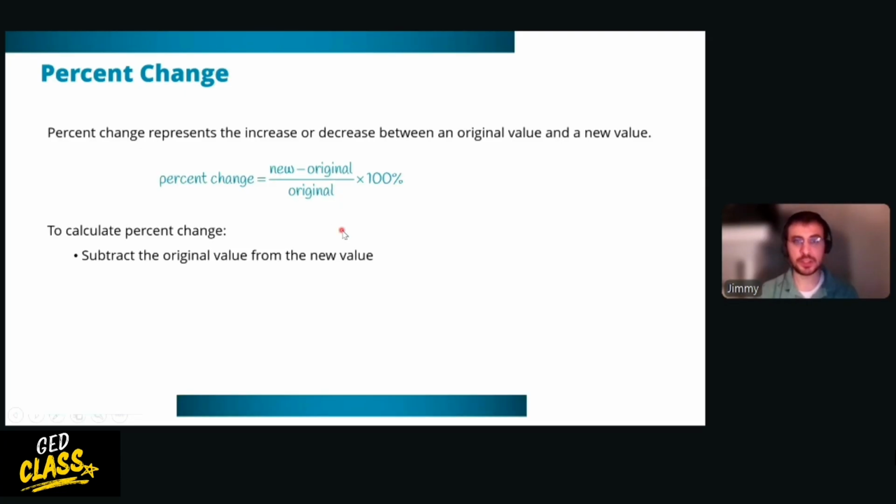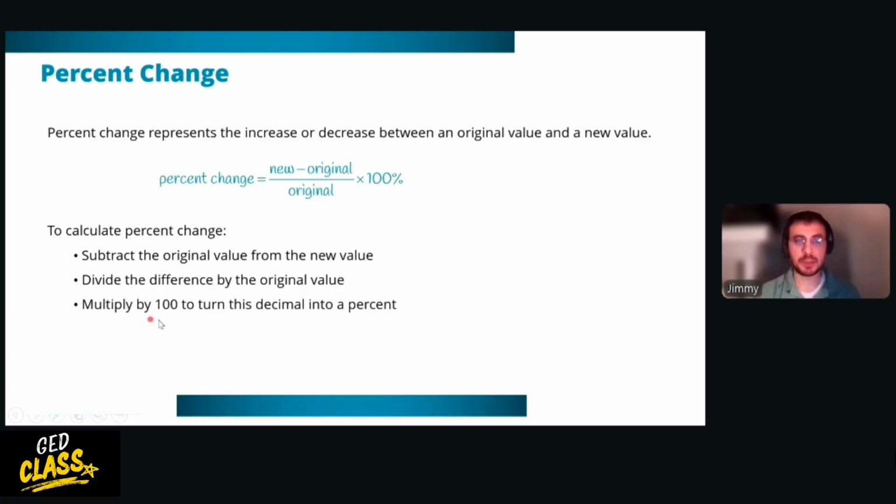Okay, so just to summarize, subtract the original value from the new value, divide that difference by the original value, and then multiply the result by 100% to turn that fraction or decimal into a percent for percent change. Again, to convert a decimal to a percentage, you just move the decimal point 2 places to the right.